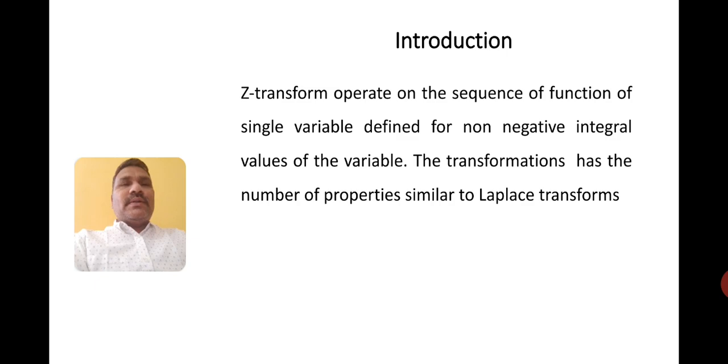As we know, the Fourier transform is applied for continuous functions. When the Fourier transform fails, then we think of the Laplace transform. The Laplace transform is also applied on continuous functions. Now the question comes: when are we going to use the Z transform? The Z transform is applied for discrete functions.